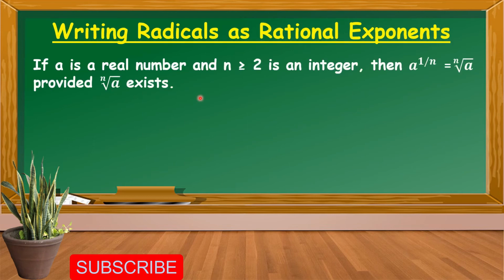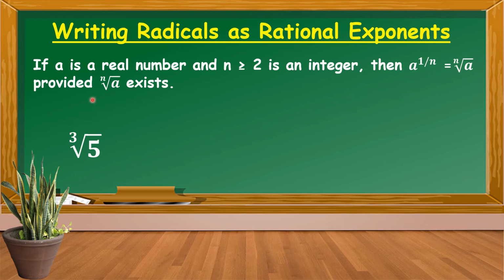So, if a is a real number and n is greater than or equal to 2 is an integer, then a raised to the power of 1 over n is equal to the nth root of a, provided that the nth root of a exists. So, to understand this statement, we will have this example. The cube root of 5. So, this is a radical expression wherein our index is 3 and our radicand is 5. And our exponent, since walang sinulat exponent, the exponent is 1.